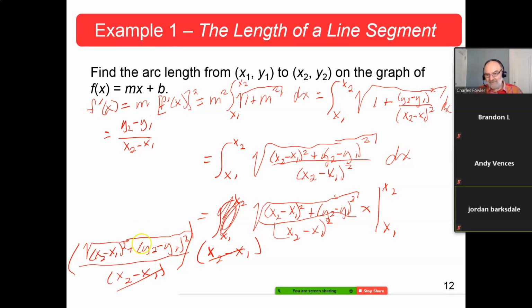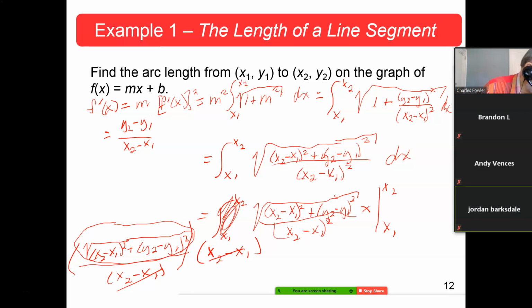Okay, well, what do we have here? This is your length between the 2 points. That is your distance formula. So what is the arc length between those 2 points? There it is right there. It's the distance between the 2 points, because this is a straight line. That's a linear function, and the shortest distance between them is your arc length.